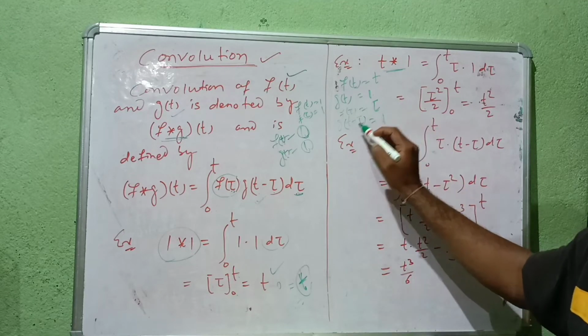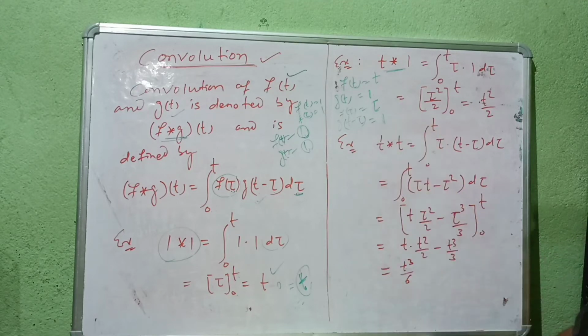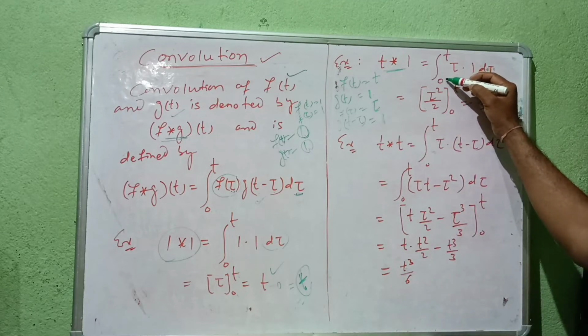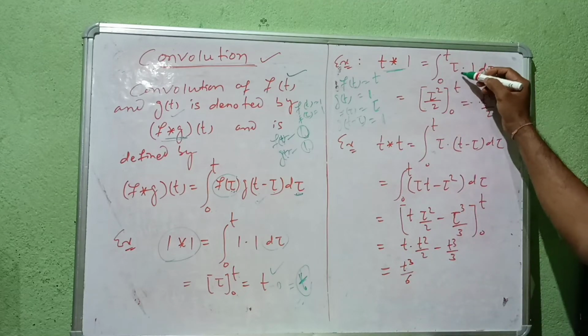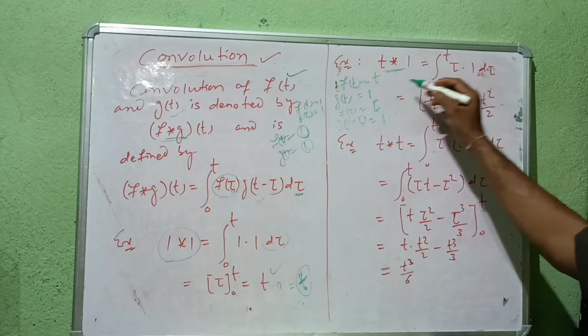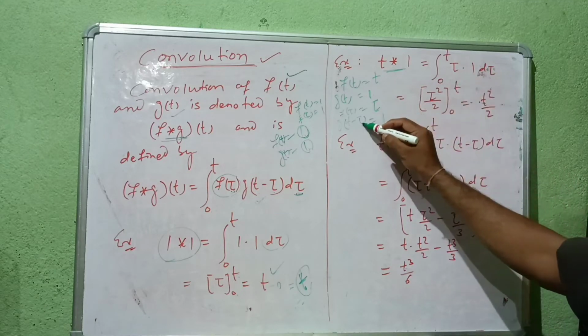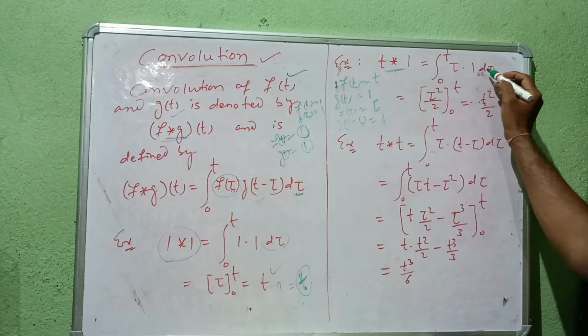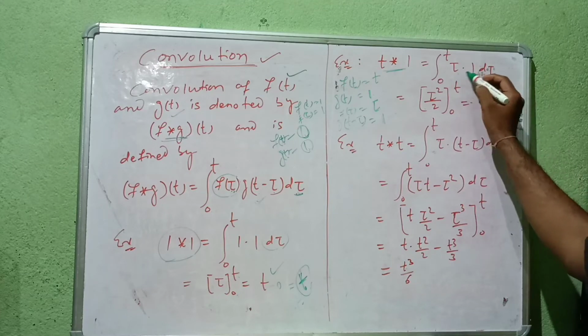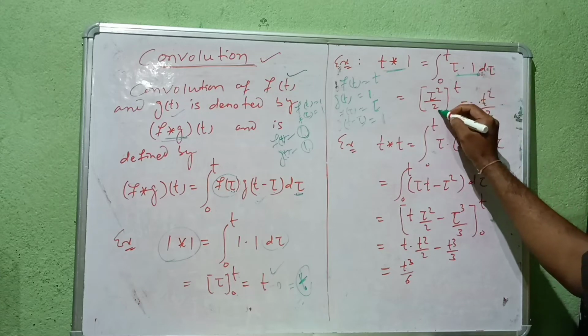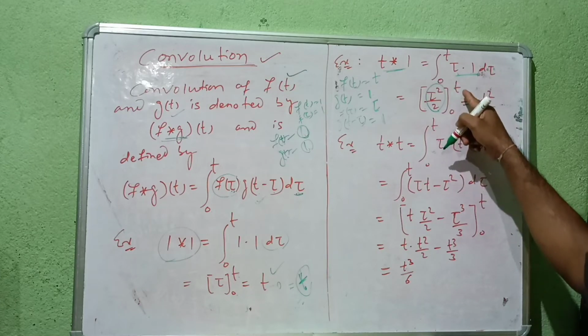So f of tau equal to tau, g of t minus tau is equal to 1. Therefore, this is integration from 0 to t, and this is tau. F of tau means tau. Then g of t minus tau is 1. So tau into 1 d tau. So tau into 1 means only tau. Just integrate with respect to tau. So this is tau square by 2. Limit is 0 to t.